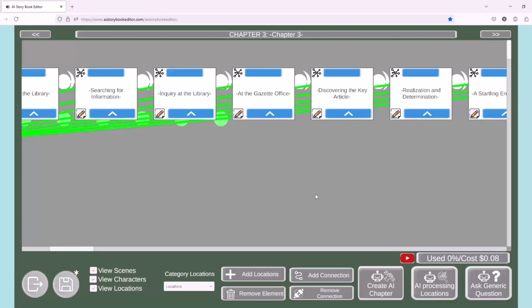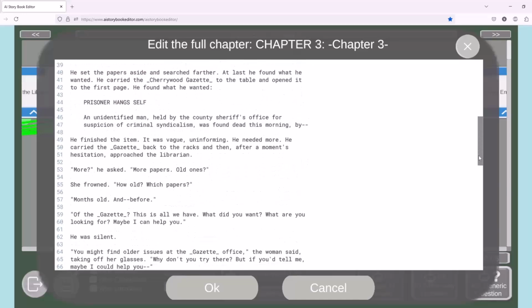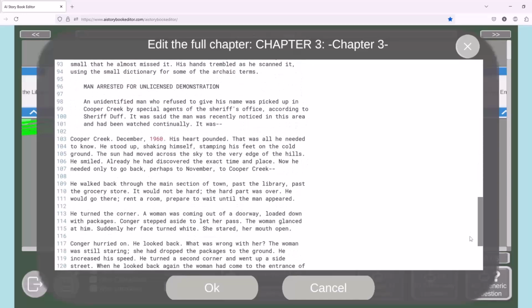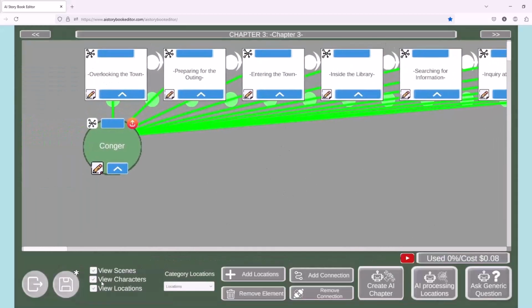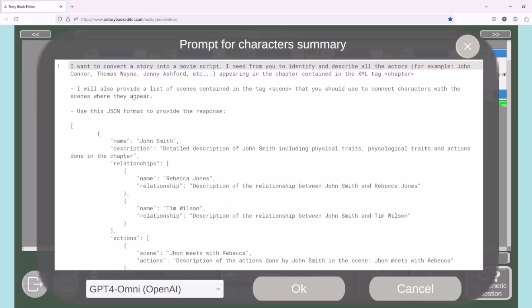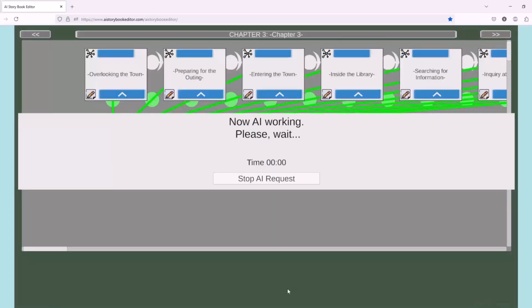Okay, we are having problems to identify the characters. Okay, let's try again, but this time we are going to ask. Okay, maybe with this little bit of help we will be able to get a better identification of the character.